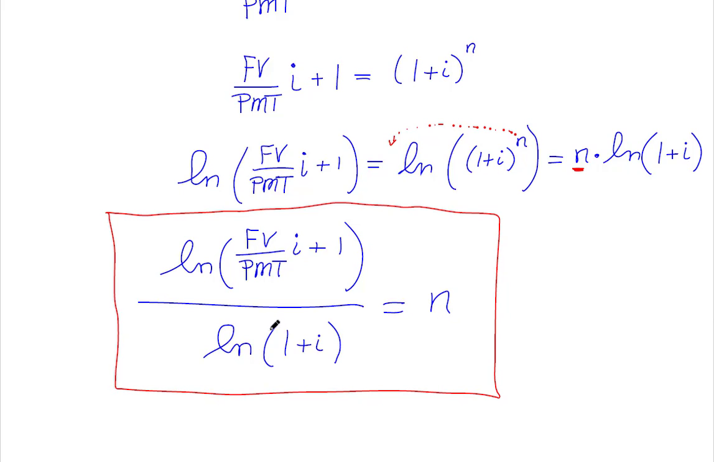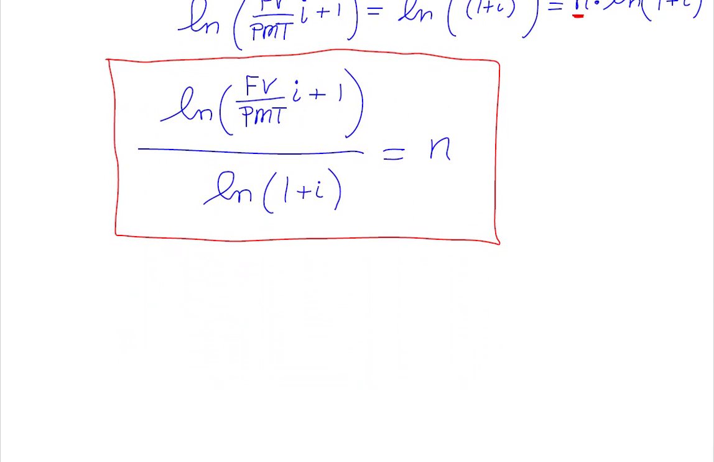Not a nice looking formula, but it is a formula which would tell you what n was if we knew future value, payment, and I. So that's all there is to this particular section on future value and making payments.